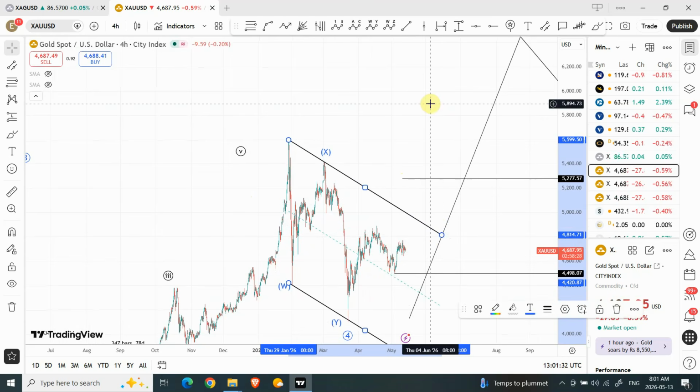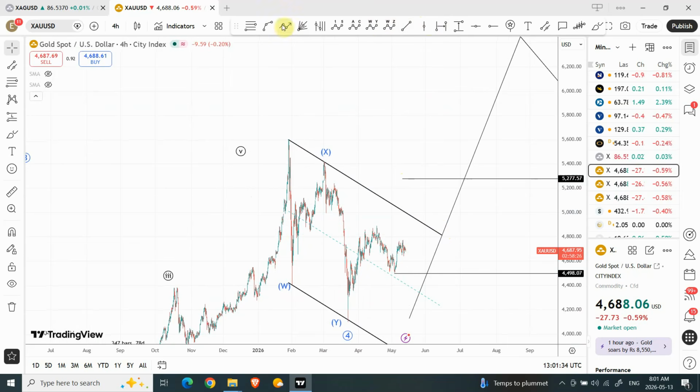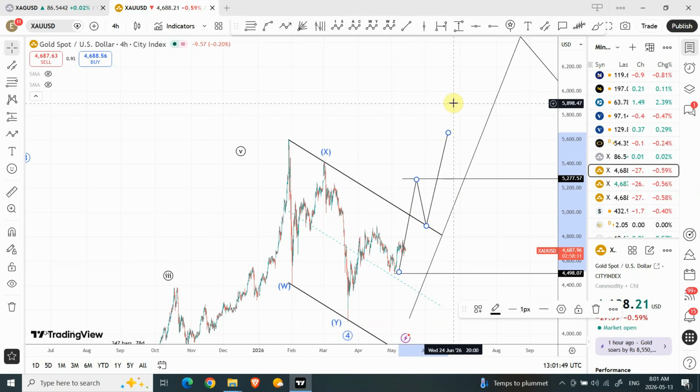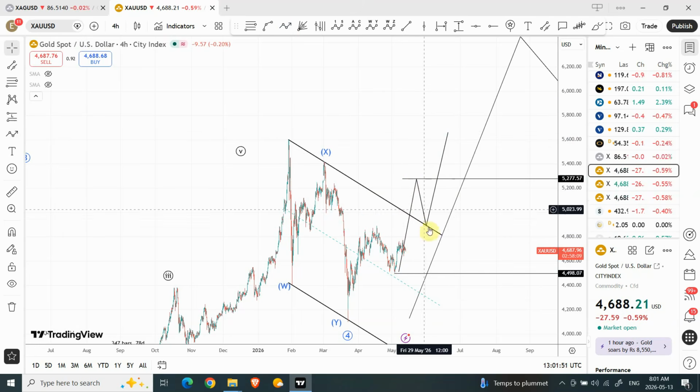Okay, let's have a look and let's see if we can draw the swing analysis. So this is my swing analysis, and you look at this bottom is also coming at the top of the previous one as well. So this is what I'm expecting in gold, and let's see how you can convert this into a trading setup.